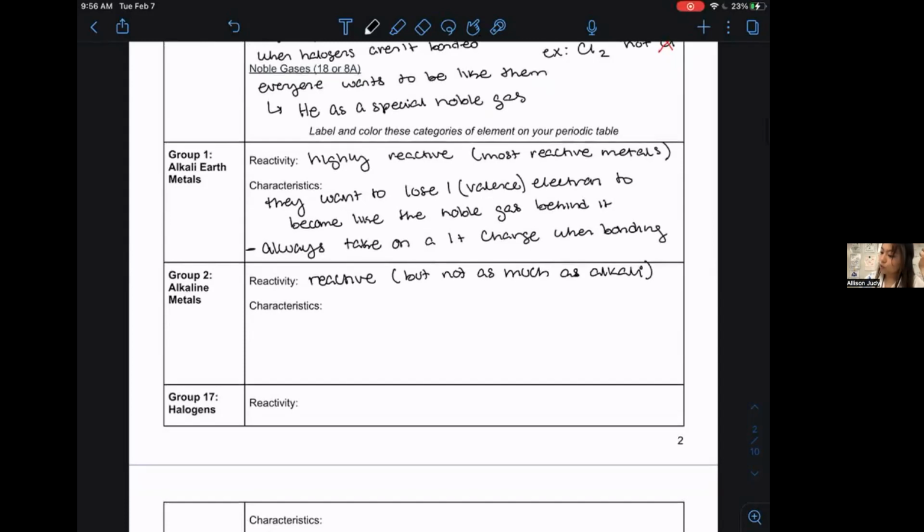It also wants to lose valence electrons. But it doesn't want to lose one. Now it wants to lose 2 valence electrons. And again, that word valence will become very important in a little bit.